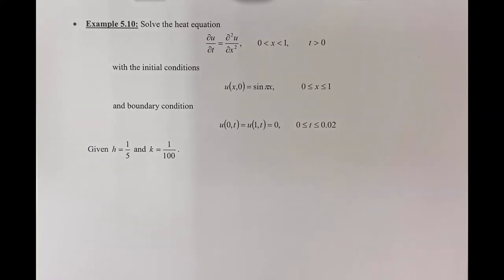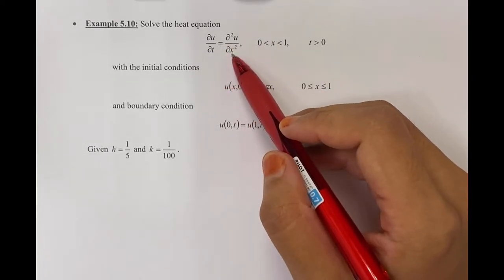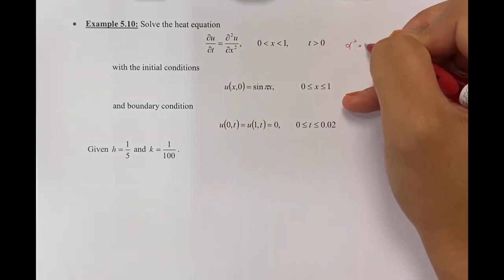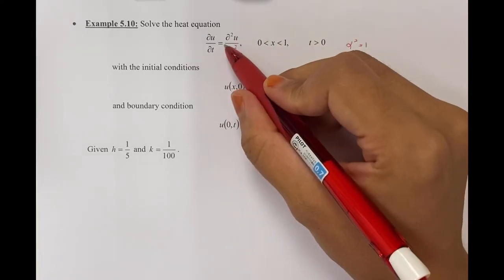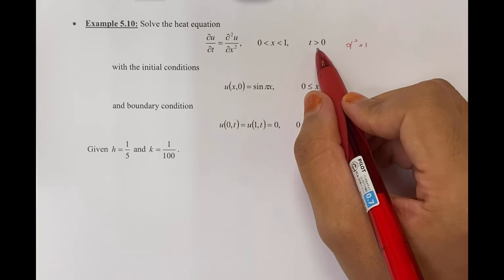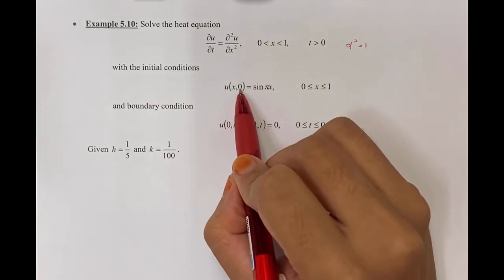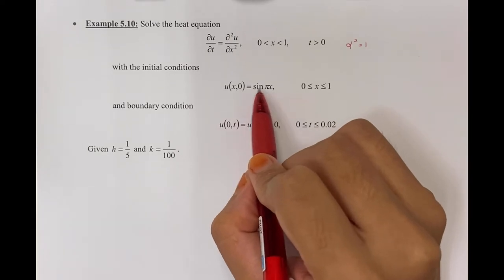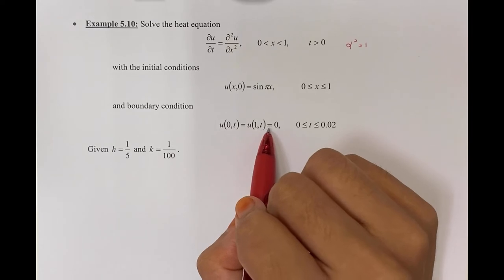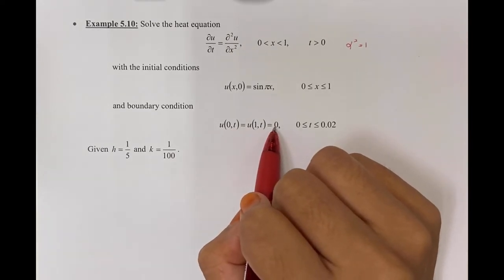Example 5.10. Solve the heat equation del u over del t equal to del square u over del x square. So basically alpha square is equal to 1. Okay, so we have alpha equal to 1 over here. The x limit is from 0 to 1. t is a positive number. Initial condition, when t equal to 0, you have sine pi x. And for the boundary condition, u(0,t) is equal to u(1,t) equal to 0, when x equal to 0 and when x equal to 1, it is equal to 0.